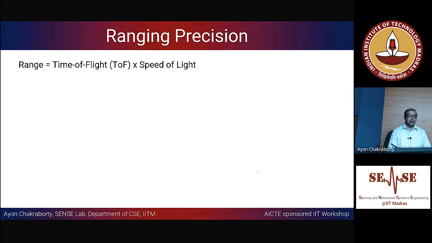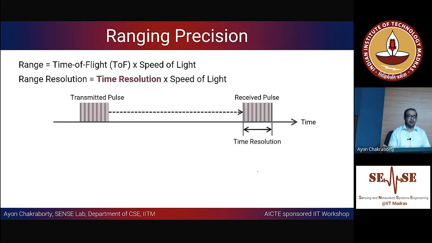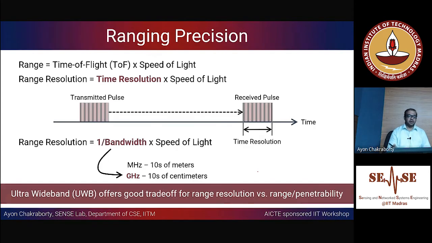Okay, so again, coming back to the precision, we already discussed earlier that the precision depends on the bandwidth of the signal and basically the time resolution of the transmitted pulse and received pulse. And because it depends on the bandwidth of the signal, we had to choose something like ultra wideband, which gives you tens of centimeters of resolution using a gigahertz kind of bandwidth, right?